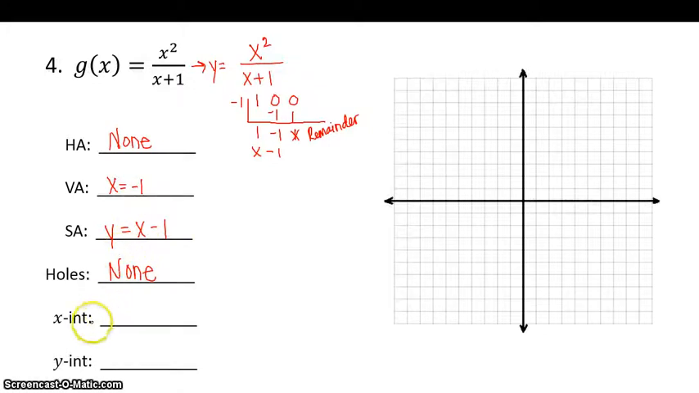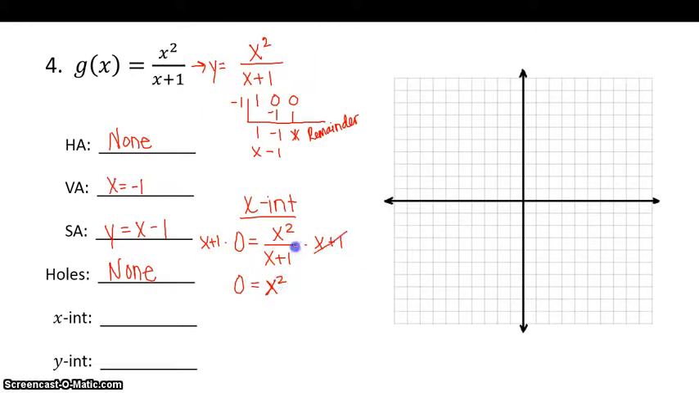Okay, so now our x-intercept is what we need to find next. So then I am going to plug in 0 for the y, so 0 equals x squared over x plus 1, times by x plus 1 to get rid of the denominator. Anything times 0 is 0, and we're left with x squared over here. So if you square root that, the square root of 0 is just 0, so then my x-intercept is at 0, 0. So now I want to find the y-intercept.